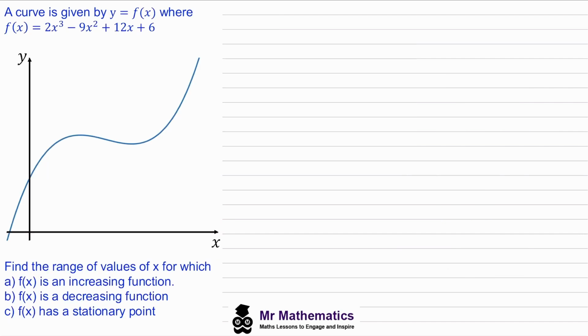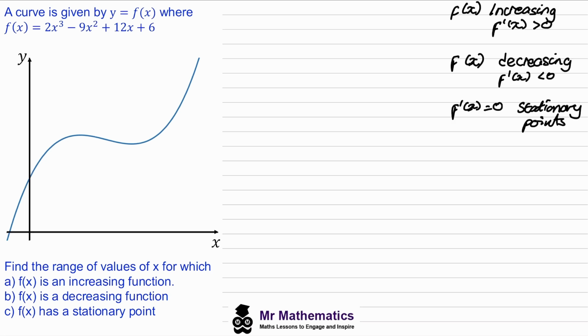In this example, we're told that a curve is given by y equals f of x, where f of x is equal to this. We've been asked to work out the range of values of x for which this is an increasing function, a decreasing function, and has a stationary point. So the first thing we need to do is find the gradient function f dash of x, which means we need to differentiate this with respect to x.